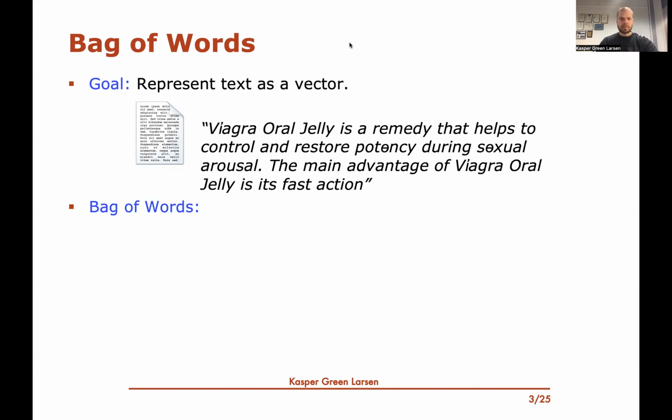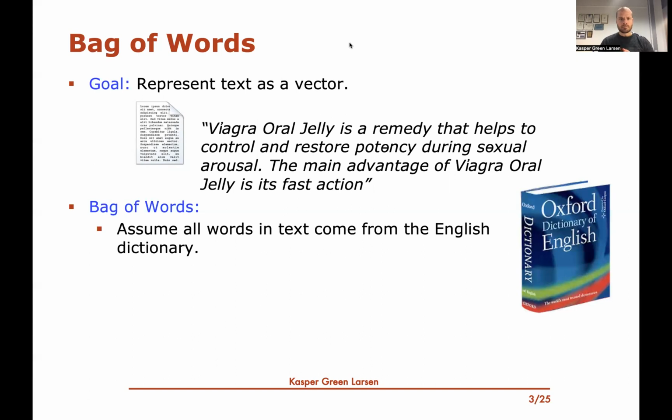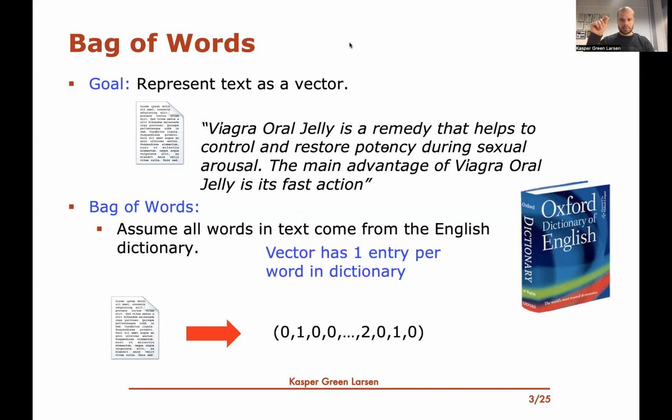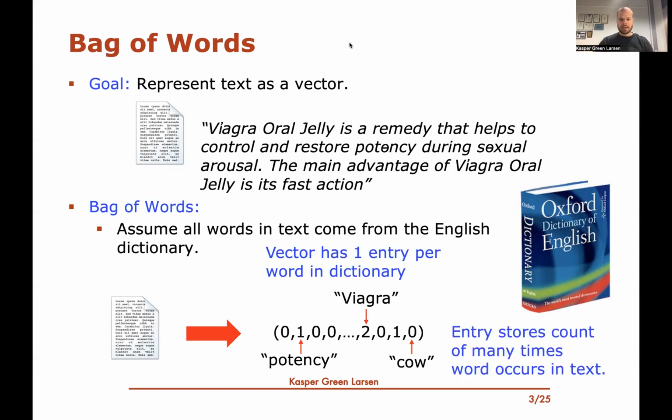So if I have a text like the spam email that I received here, if I want to give a bag of words representation, then I'm going to assume, at least for now, that all the words come from the English dictionary. And then the way I'm going to represent the text is I'm going to create a vector that has one entry for every word in the English dictionary. For instance, an entry corresponding to agra, potency, cow, and so forth. And then every entry in this vector stores the number of times that this word occurs in the text that I'm representing, right? So it's just a long vector of counters of the number of occurrences of every word in my text. So that's the bag of words representation we saw in one of the previous videos.